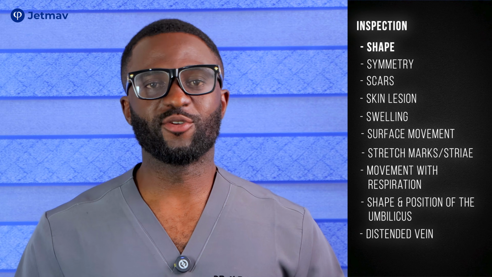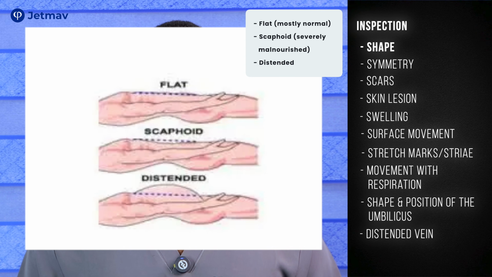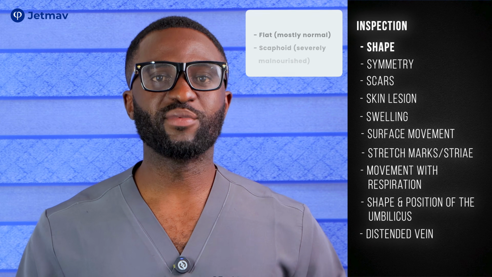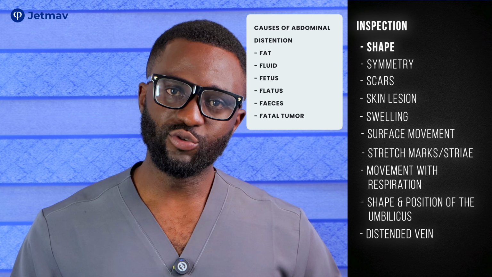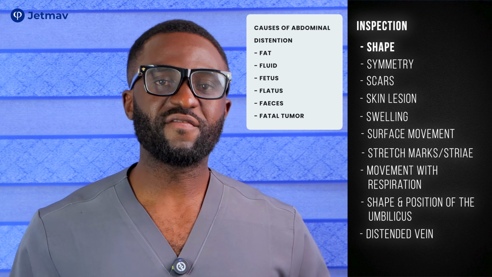So the shape of the abdomen. The shape of the abdomen can either be flat, scaphoid, or distended. The abdomen can be flat, which you are going to see in most patients. It can also be scaphoid. This is commonly seen in severely malnourished patients. The abdomen can also be distended. Once the abdomen is distended, you're going to categorize any of the causes of the abdominal distension into this category. So it can either be fat, fluid, fetus, flatus, physics, or even a fatal tumor.